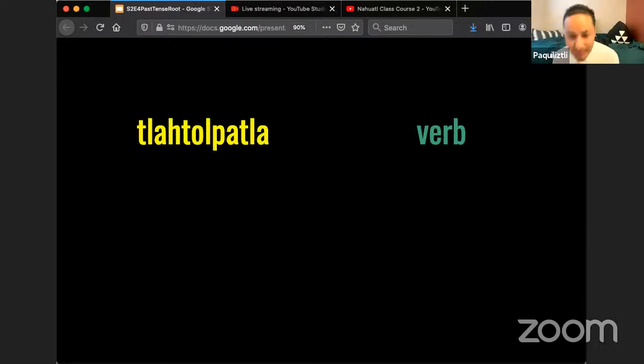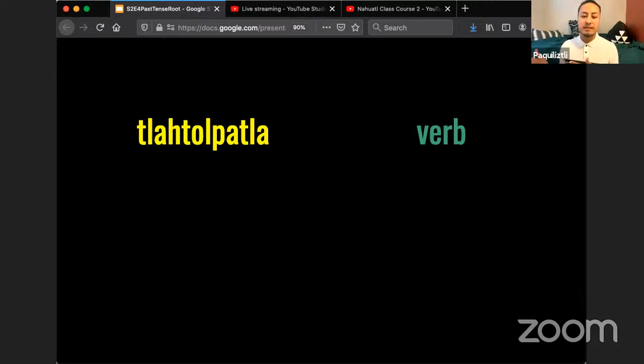This one is tlahtolpatla. This means to translate a word. It's from the word tlahtoli and the word patla, to change. So tlahtolpatla means to change a word, or quote unquote to translate a word. You may not know tlahtolpatla, but you can break it up into tlahtoli and patla.